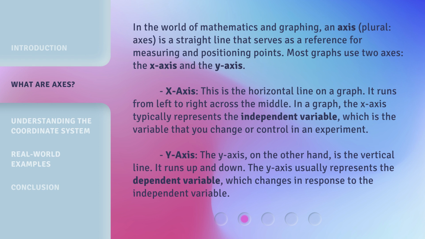X-axis. This is the horizontal line on a graph. It runs from left to right across the middle. In a graph, the x-axis typically represents the independent variable, which is the variable that you change or control in an experiment.